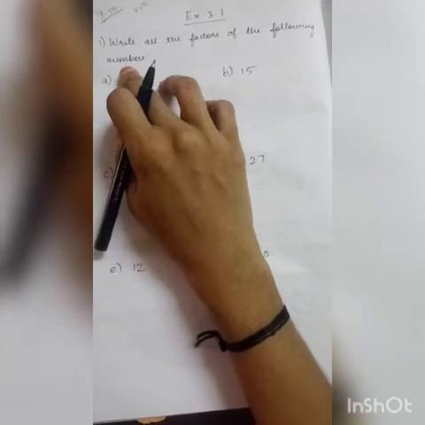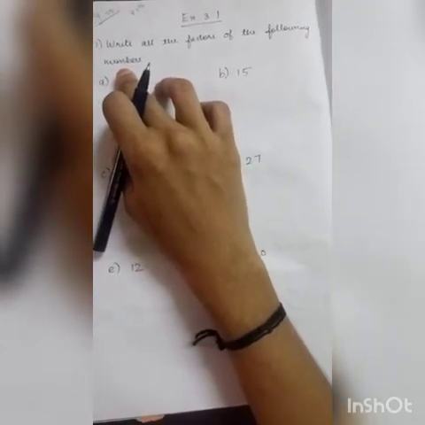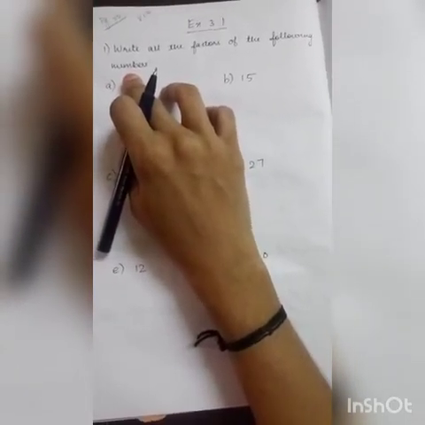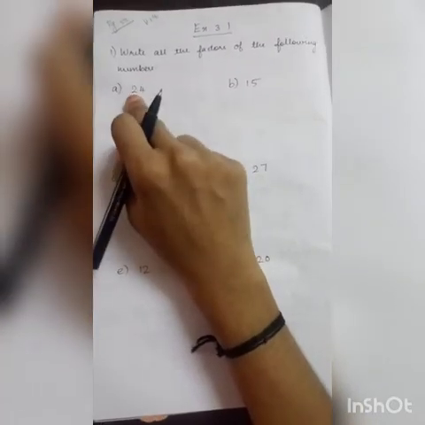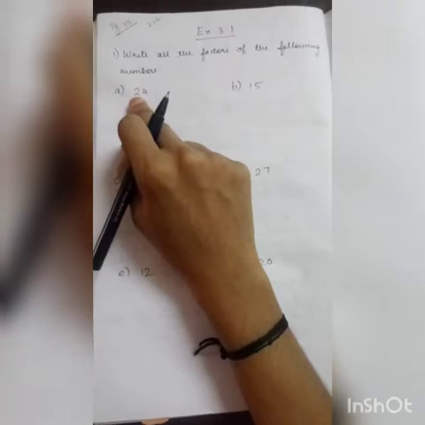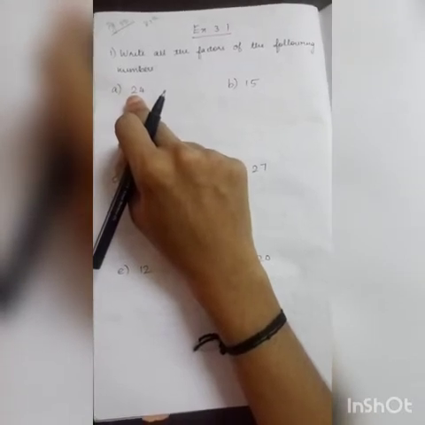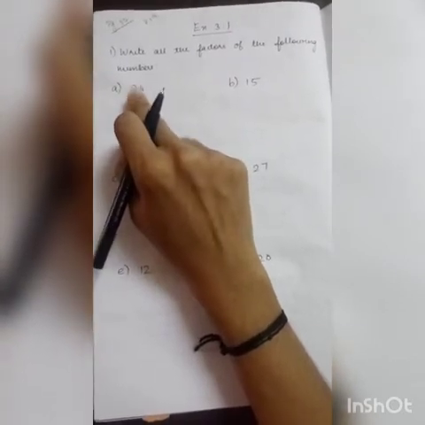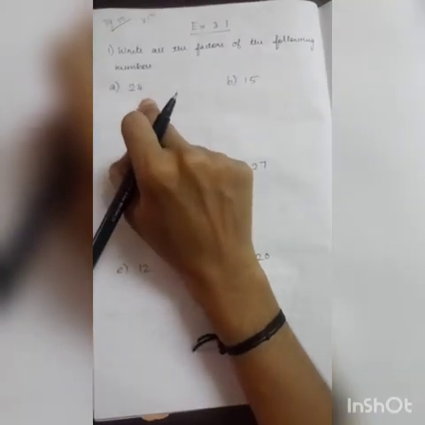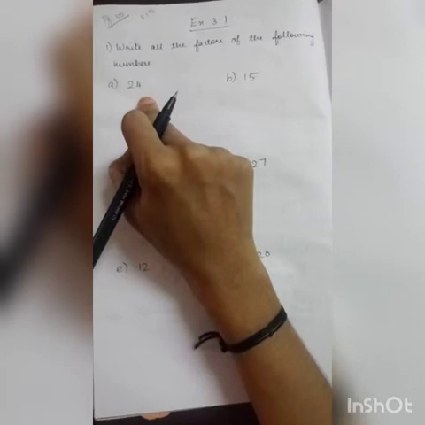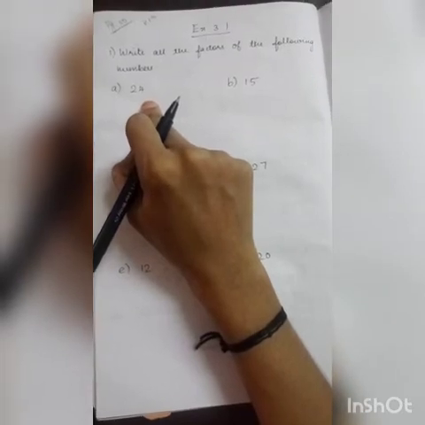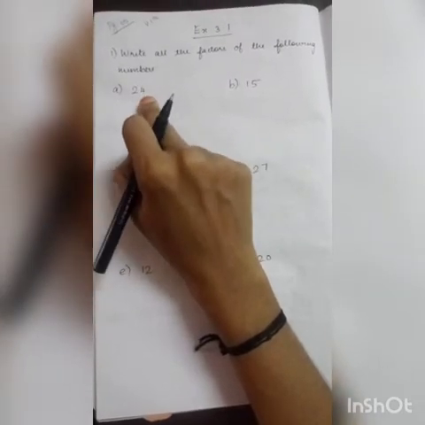So what is meant by factors? It is an exact divisor of a number. A factor is an exact divisor of that particular number. So the factors will always be less than or equal to that number. Then the number of factors will be finite. So 1 and that number will always be factors of the number.